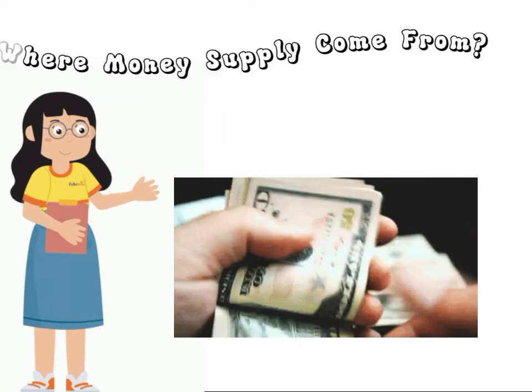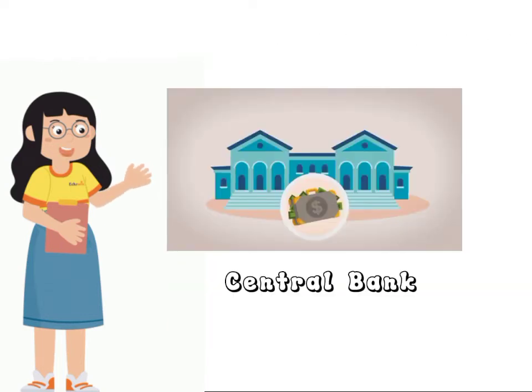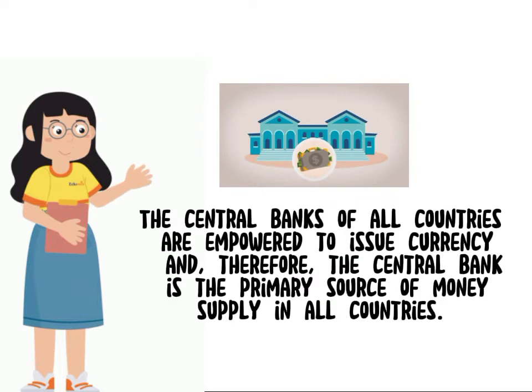Where does money supply come from? You are right. Money supply comes from the central bank. The central banks of all countries are empowered to issue currency and, therefore, the central bank is the primary source of money supply in all countries. In effect, high-powered money issued by monetary authorities is the source of all other forms of money.